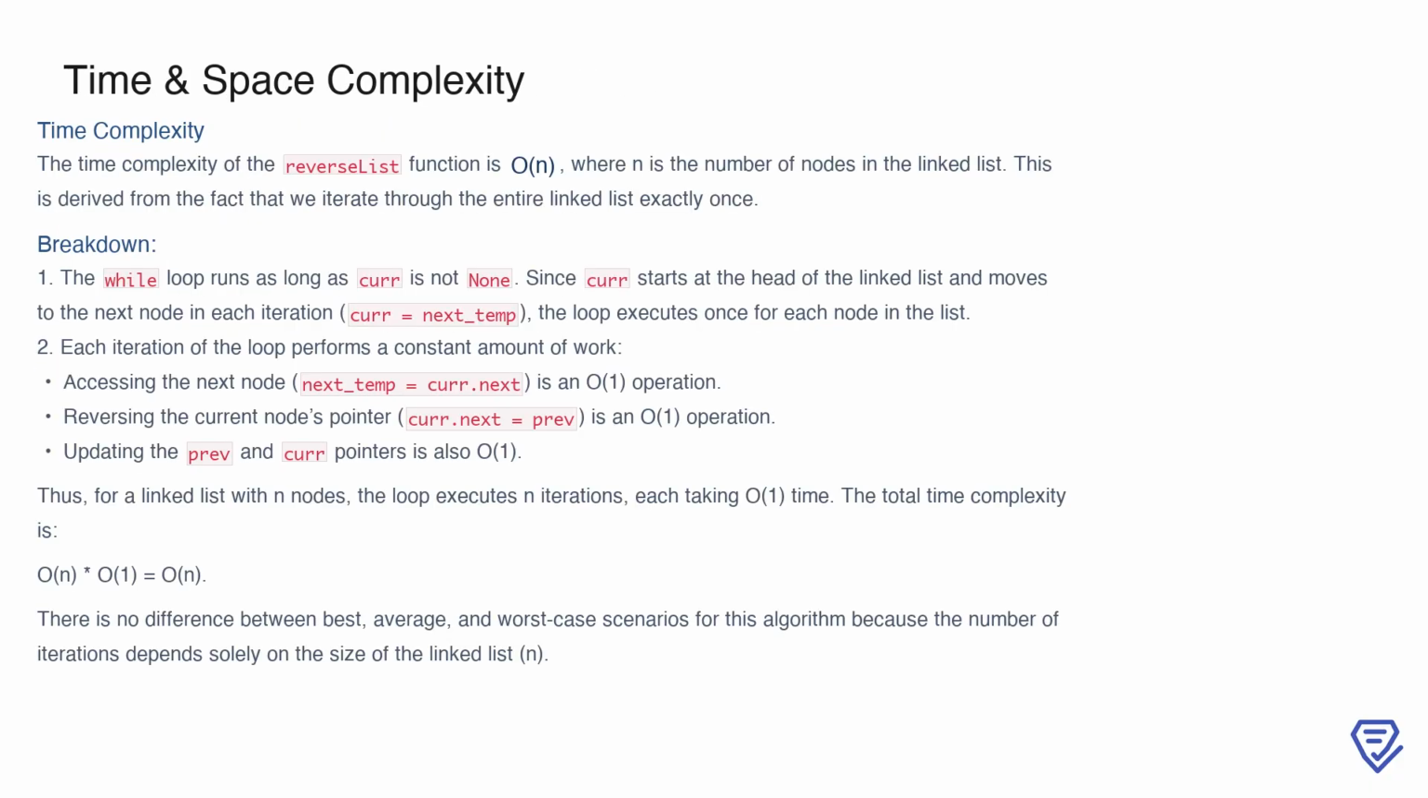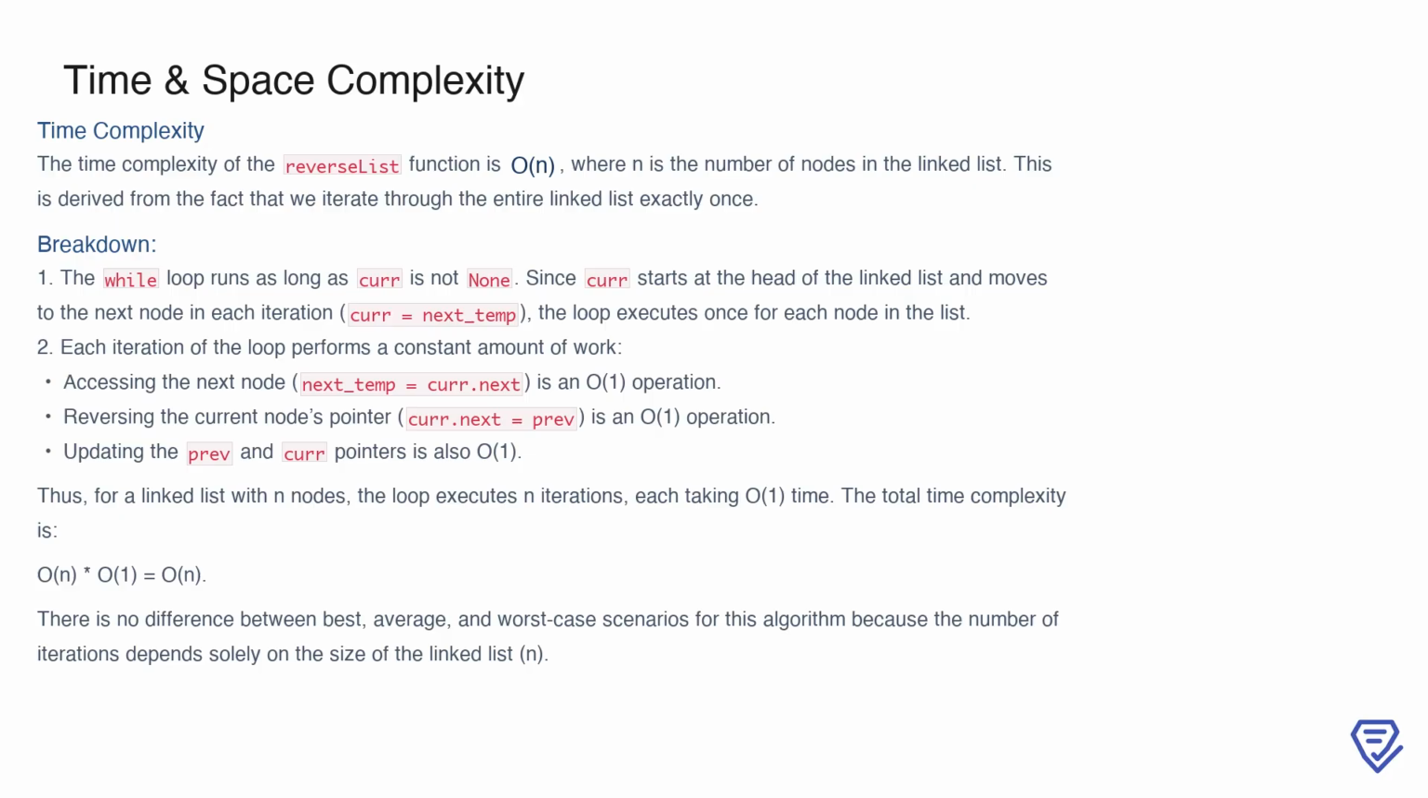The time complexity of the reverse list function is O(n), where n represents the number of nodes in the linked list. This is because we traverse each node exactly once, performing a constant amount of work during each iteration. To break it down, the while loop continues executing as long as the cur pointer is not null. Starting at the head of the list, cur moves to the next node in every iteration.